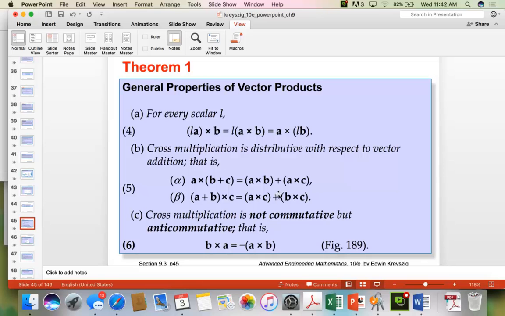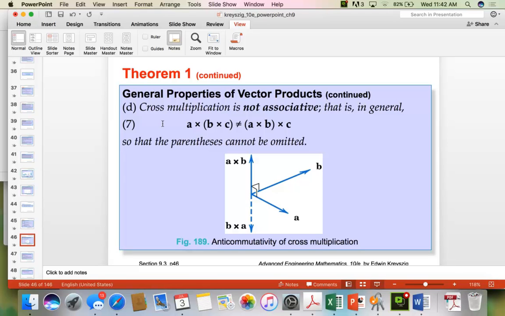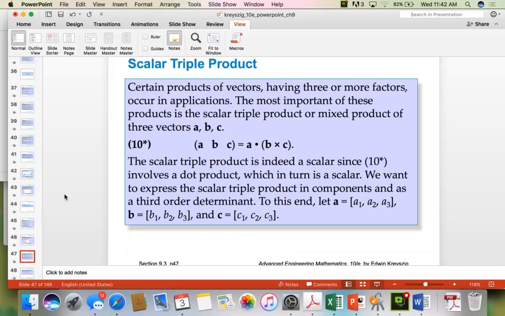Some general properties: scalar multiplication can be done on either term, or after the cross product on both terms. The cross product is distributive with respect to addition, but it is not commutative. In other words, b cross a is not equal to a cross b; b cross a is equal to minus a cross b. The mathematical term for this is anti-commutative. And it's not associative in general. So a cross (b cross c) is not equal to (a cross b) cross c. You cannot leave your parentheses out. You must know the order of the cross product.